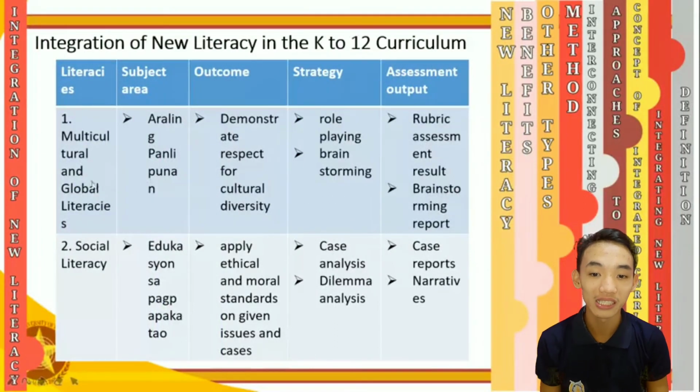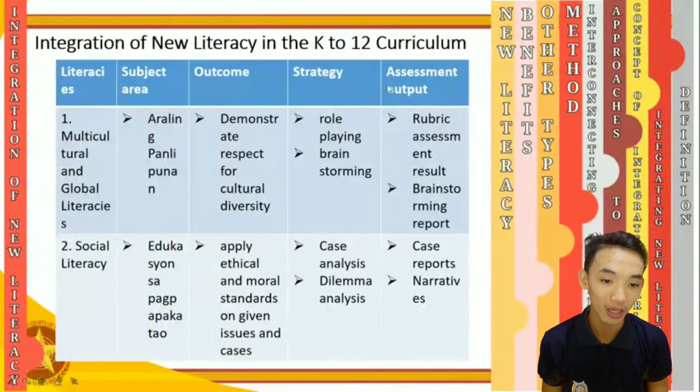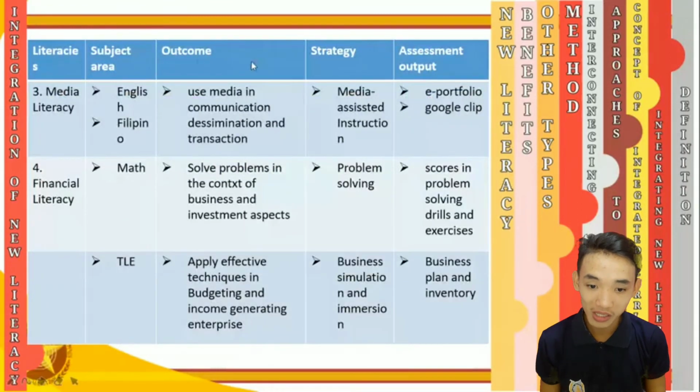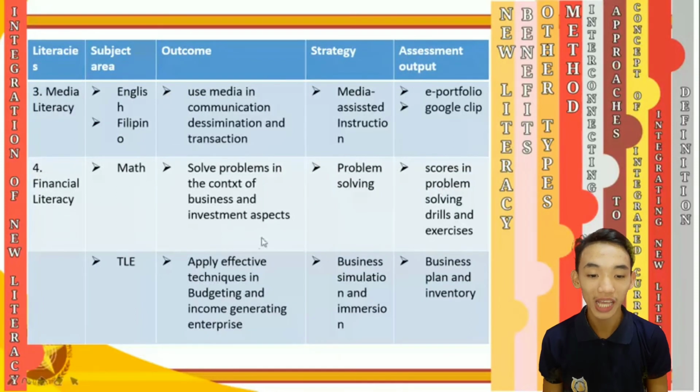Second, the social literacy. The subject area is Edukasyon sa Pagpapakatao. The outcome is to apply ethical and moral standards on views, issues, and cases. The strategy is case analysis and dilemma analysis, and the assessment output is case reports and narratives. Third is the media literacy, with English and Filipino as the subject areas. The outcome is to use media in communication, dissemination, and transaction. The strategy is to use media-assisted instruction, and the assessment output is the e-portfolio and Google Keep.